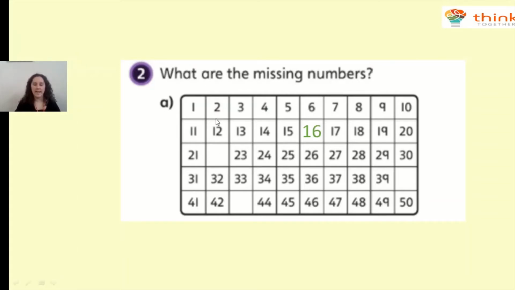Now let's look at our next missing number. Here is where our next spot is. What could we do to find this missing number? Tell the person you're with. Fantastic, you're right. We could see the numbers around it and either count on or count back.